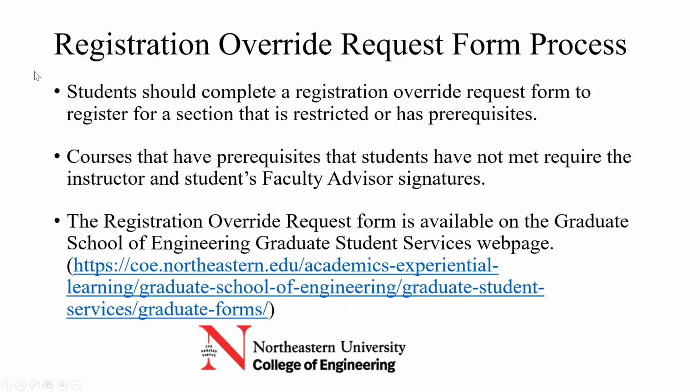So now let's talk about the registration override request form process. This form is used for when you're trying to register for a section that is restricted or has prerequisites. Courses that have prerequisites that the students have not met require the instructor and students' faculty advisor signatures. The registration override request form is also available on the Graduate School of Engineering Graduate Student Services webpage, and I'll show you that process again.